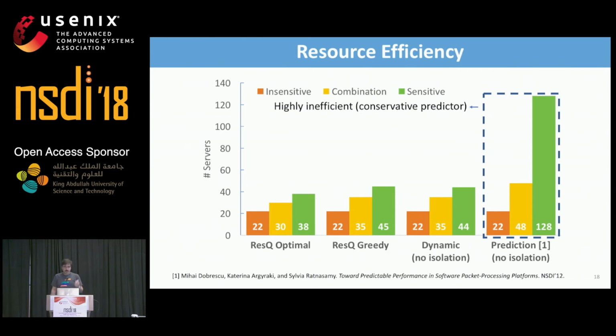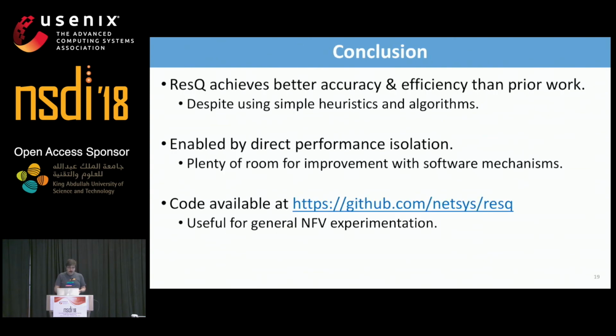The prediction-based approach is highly inefficient, especially in the last case, because the predictor it uses is highly conservative. So in conclusion, ResQ achieves better accuracy and efficiency compared to prior work. And this is despite using very simple heuristics and algorithms. There is very little complexity in the algorithms we use and novelty there. But this is enabled by direct performance isolation.